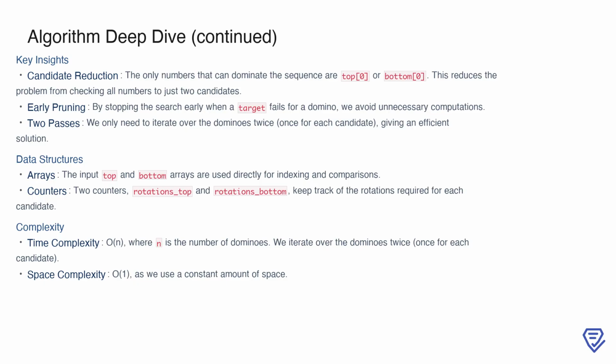Regarding complexity, the time complexity is O(n), where n is the number of dominoes, since we perform a single pass for each candidate. The space complexity is O(1), because we use a constant amount of extra space.